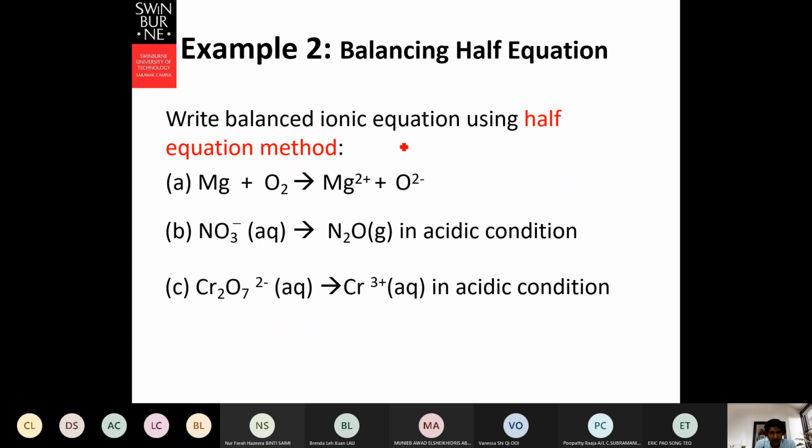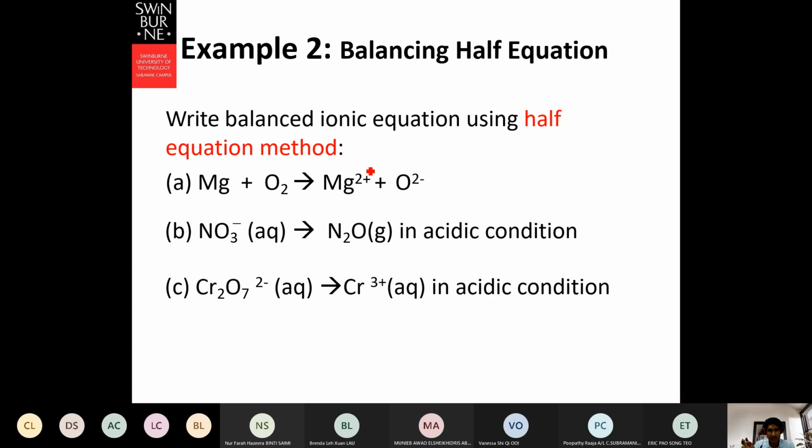Now write the balanced ionic equation using the half equation method. Why do we call it the half equation method? Because we will not write the full equation. We will only consider the part of the reaction where actually something is going on. Something is going on means what? The oxidation and reduction. That means electron transfer is going on, or they are changing from one state to another. Oxidation and reduction is going on. We will only concentrate on that part, not on the full part.